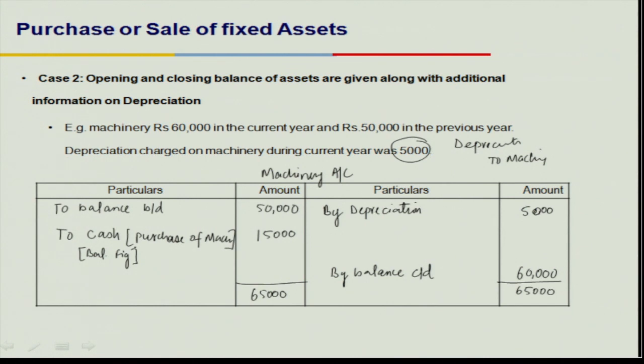Purchase of machinery, and this is a balancing figure. So in case you have been given depreciation, you need to take into account that information as well, and that increases the figure of machinery purchased. If you treat this as the first case, then you would simply assume that machinery worth 10,000 was purchased. However, that is not true because the value of the machinery also went down from 50,000 to 45,000 and then increased to 60,000, which makes the purchase worth 15,000 and not 10,000.